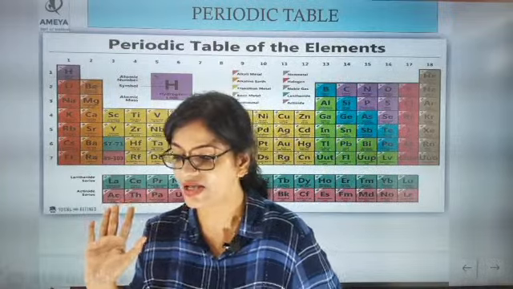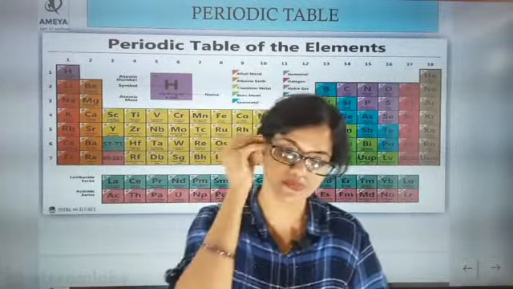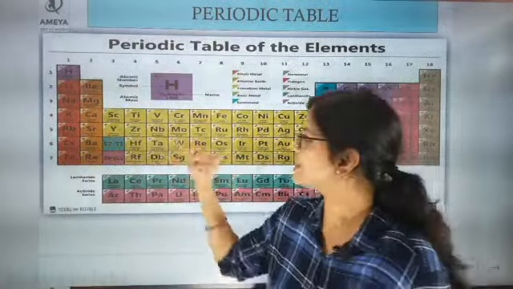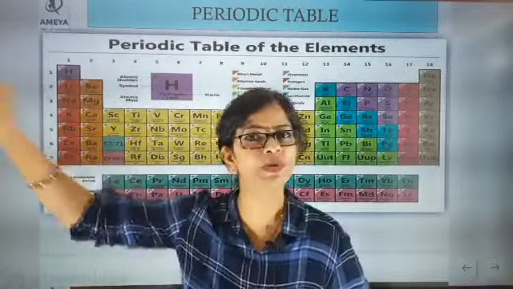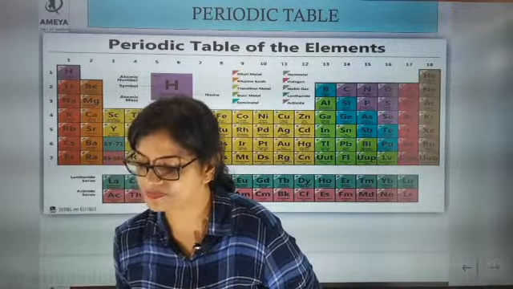I'm telling you clearly, whether you are studying in class 11th or class 10th, keep this in mind. In the third orbit, you are filling 10 electrons, but where is it represented? It is represented in the fourth period.